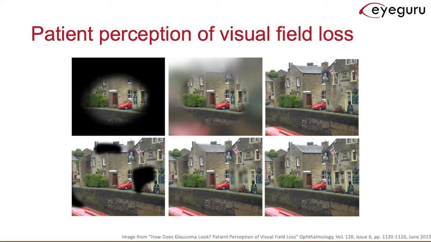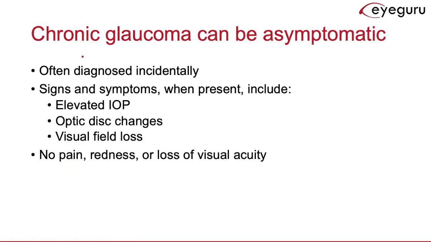A very common presentation, however, is no visual loss, which brings us to our next key point, which is that chronic glaucoma can be asymptomatic. And this is because visual loss occurs peripherally rather than centrally, and occurs so slowly that glaucoma is sometimes called the sneaky thief of sight.